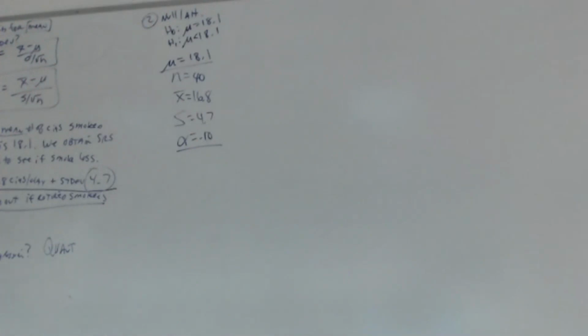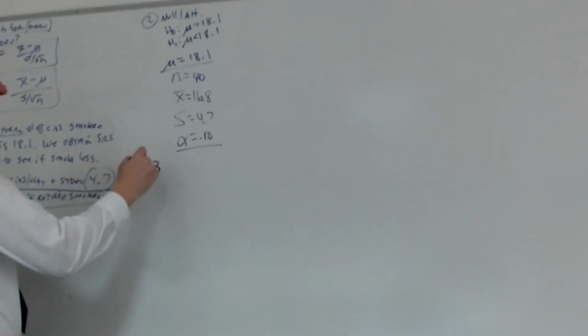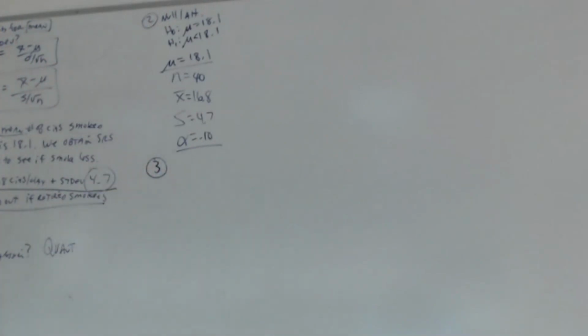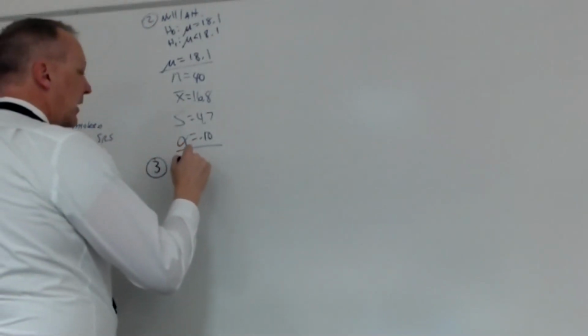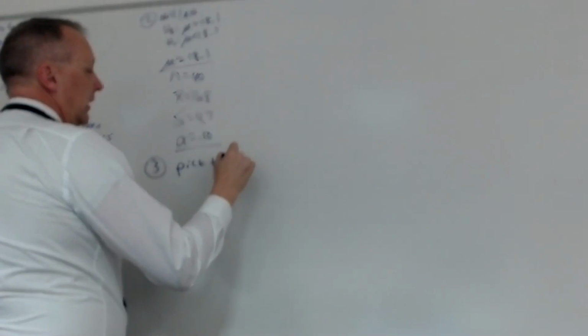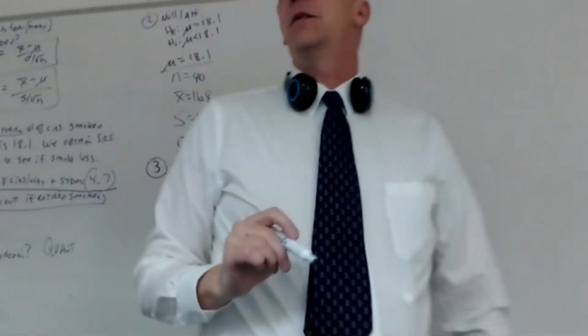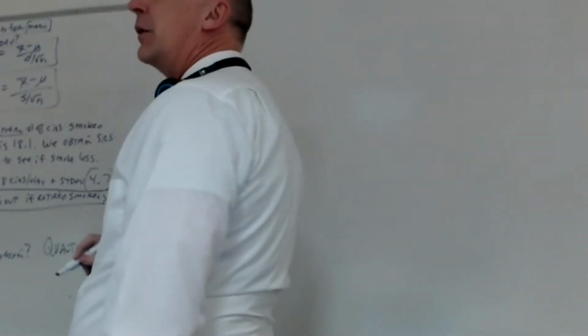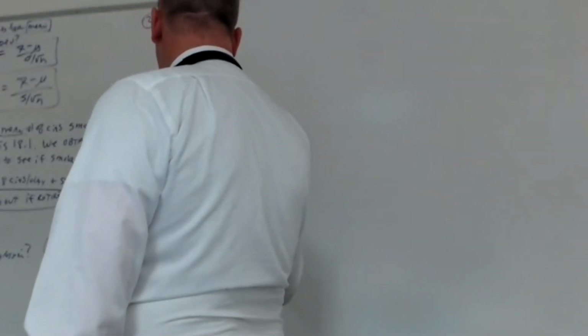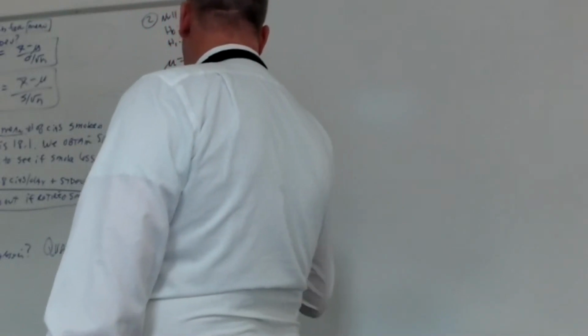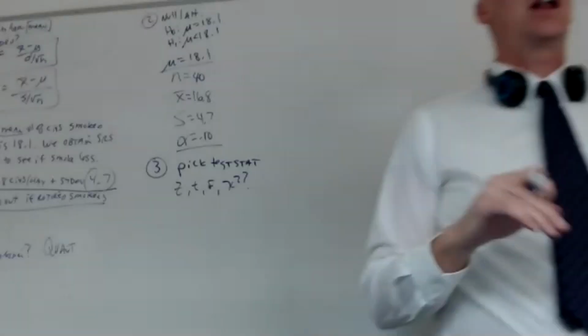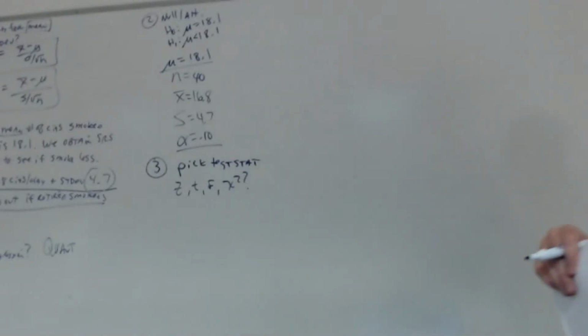What's the next step? Step 3 is what? Pick your test statistic. Okay, now I gave you 14. I'm not going to do that. Here's what I'm going to ask you. Is this a Z, a T, an F, or a chi-squared? And how do you know? I'd like you to at least break it down into those 4 types of categories.